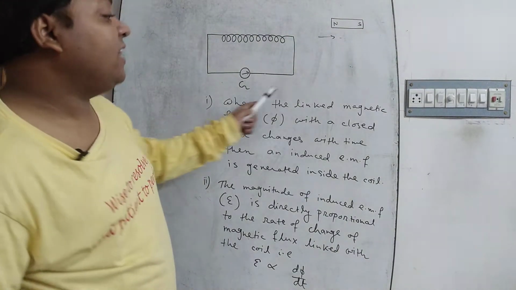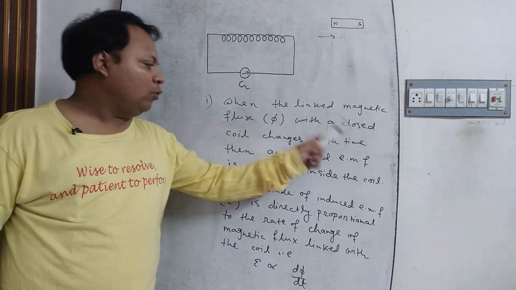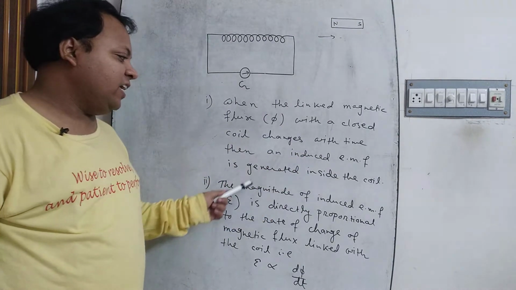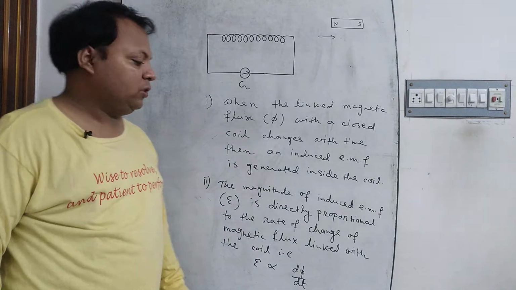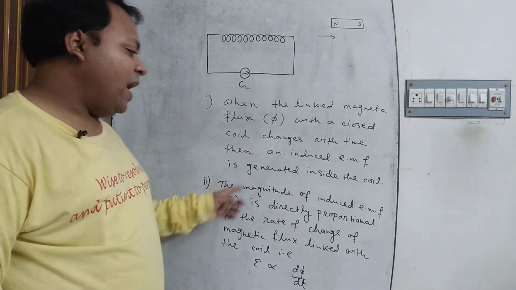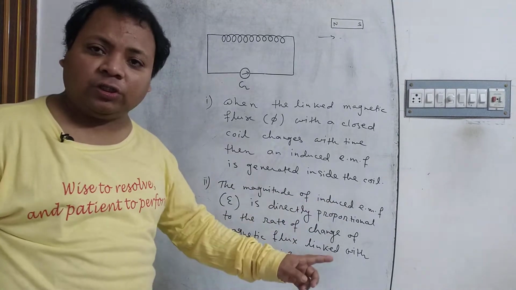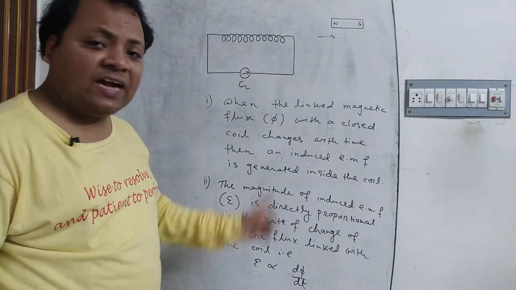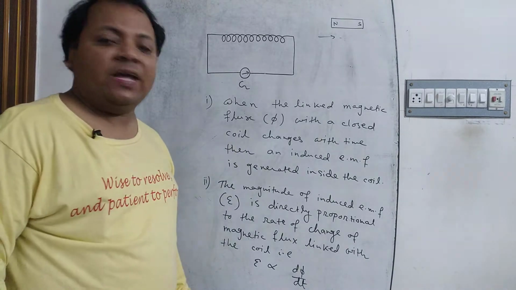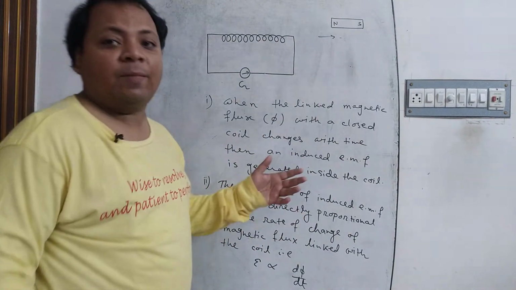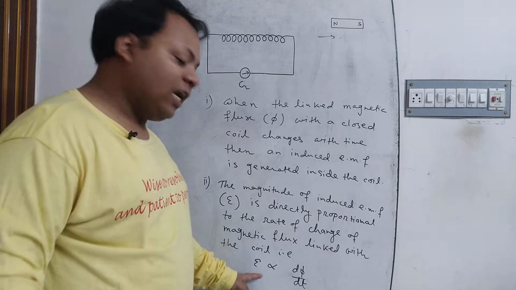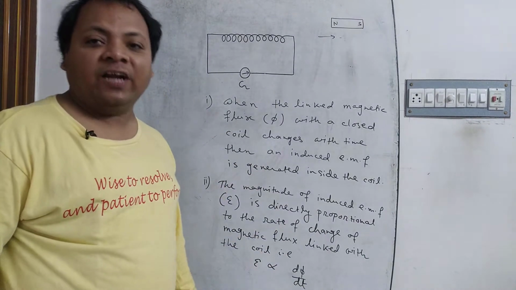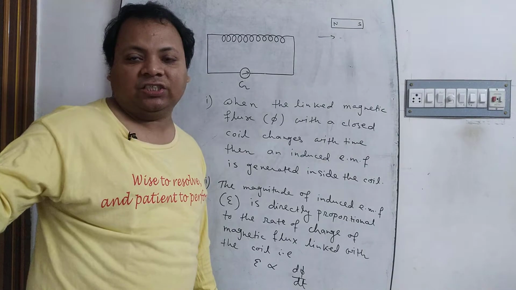Faraday's first law: when the linked magnetic flux phi with a closed coil changes with time, then an induced EMF is generated inside the coil. Second law: the magnitude of induced EMF is directly proportional to the rate of change of magnetic flux linked with the coil. That is, if we denote the induced EMF by epsilon and the linked magnetic flux by phi, then epsilon is directly proportional to d phi by dt. These two laws are known as Faraday's laws of electromagnetic induction.